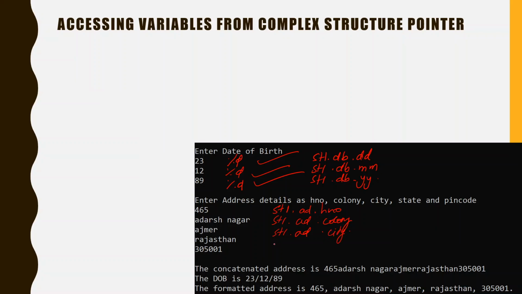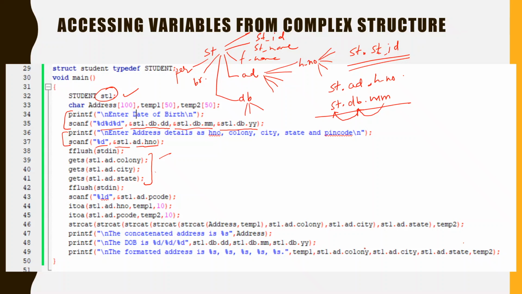Okay, and this is st1.ad.state, and here it is st1.ad.pin code. Okay, so pin code is there. Okay, so in this way all the individual elements are stored. Then this is the storage, this is the input. Okay, this is input of the data.